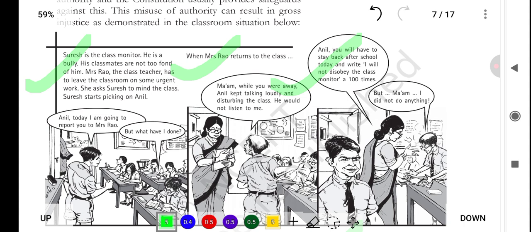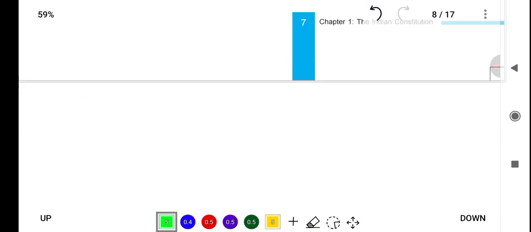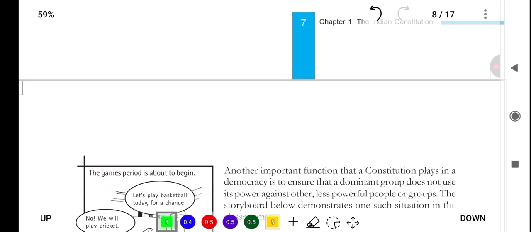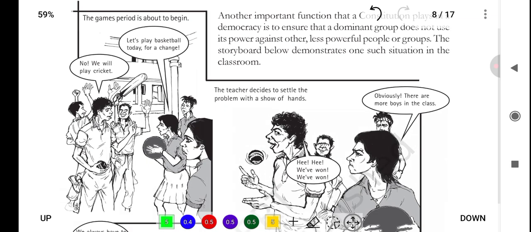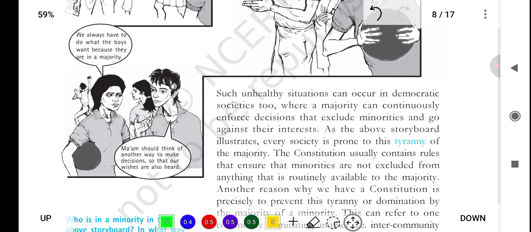Here a comic kind of picture has been shown in a narration format. So here Suresh, a class monitor, can misuse his power to pick on classmates or threaten security. Okay, he misused his power, right? So let's see what is there in this snippet. This is a games period. How the majority and minority concept is there has been explained over here.